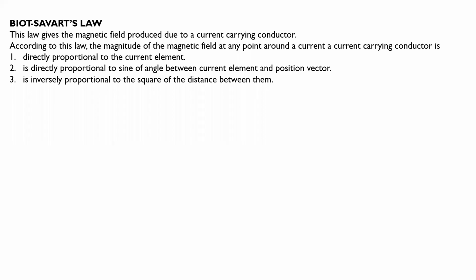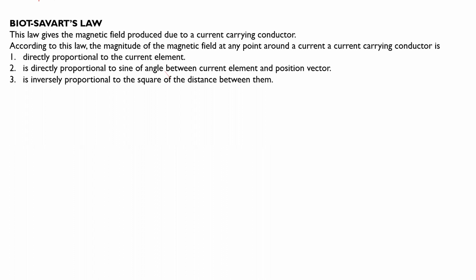So in the previous video, we have seen the introduction to the moving charges. In this video, we will see the Biot-Savart law. So what you will see is that the Biot-Savart law gives us the direction and magnitude of the magnetic field. Using the Biot-Savart law, we will calculate the magnetic field produced due to a current carrying conductor.